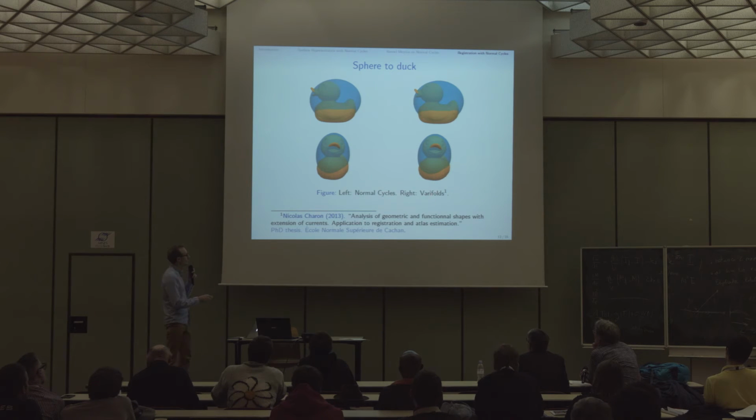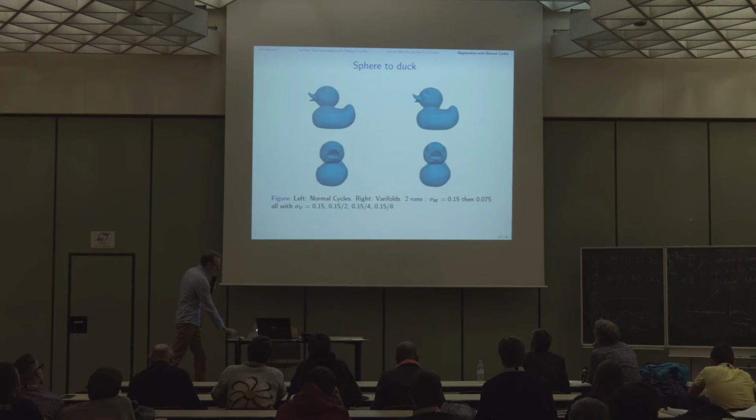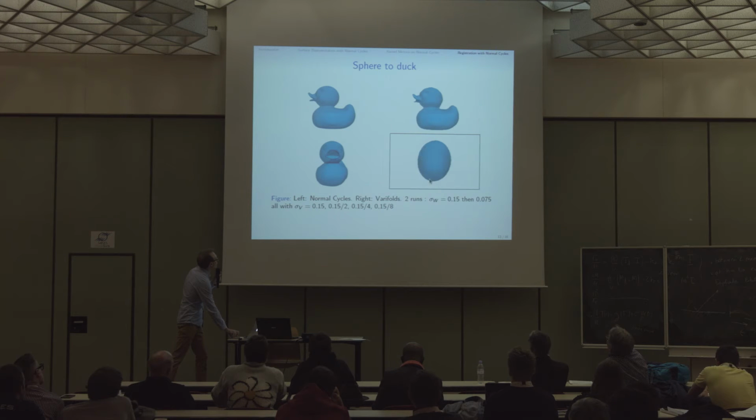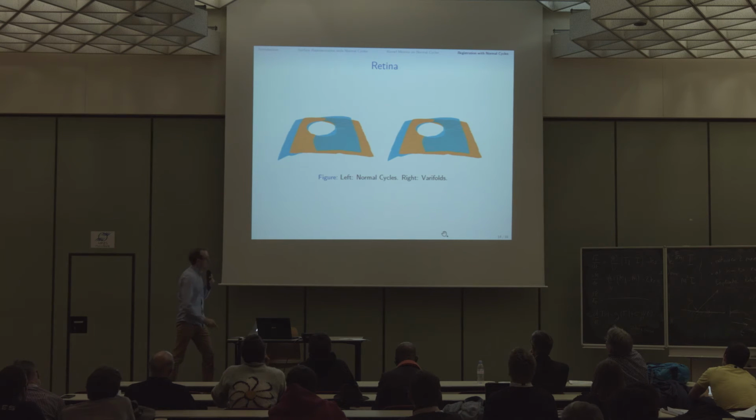So this is an unoriented metric, as for normal cycles, but it just considers the first order information of the shapes. Here are the results obtained, with normal cycles on the left, and on the right with varifolds. One can observe that with the metric with normal cycles, we have better matching of the eyes, notably, and the beak of the duck. And this is maybe more obvious on the next example, where we want to match two retina surfaces.